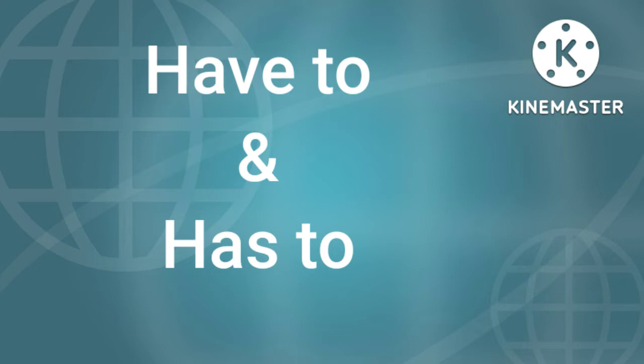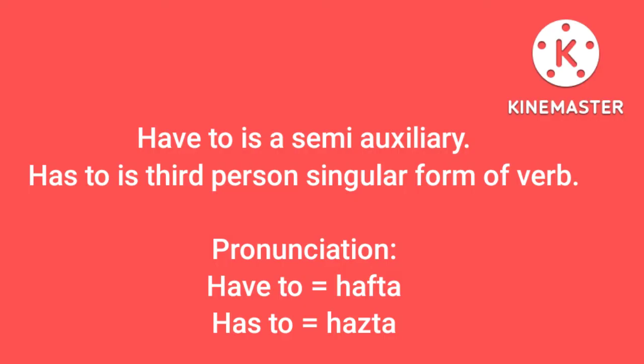Today I have selected a topic about which I have to talk, that is have to and has to. First of all, grammatically we have to know which category these two words belong to. So have to is a semi-auxiliary, whereas has to is a third person singular form of a verb.